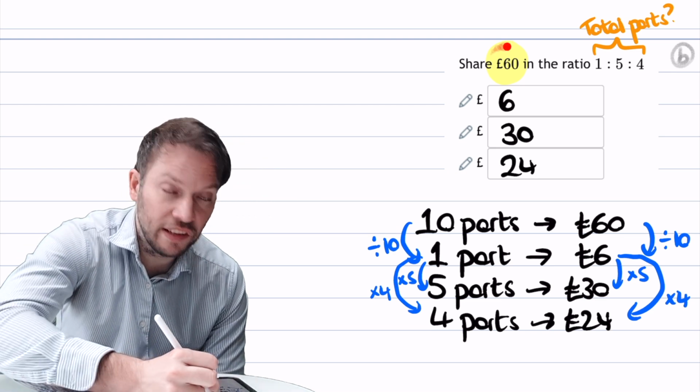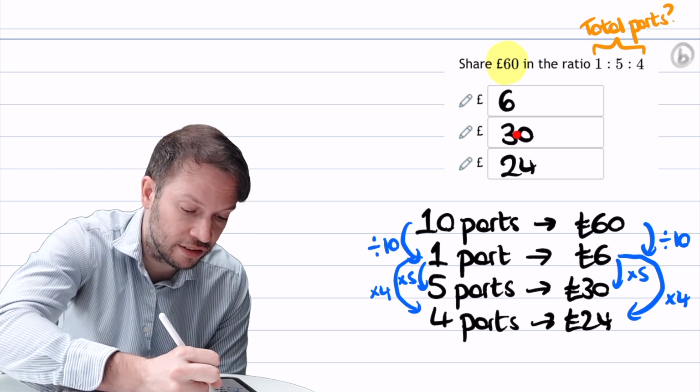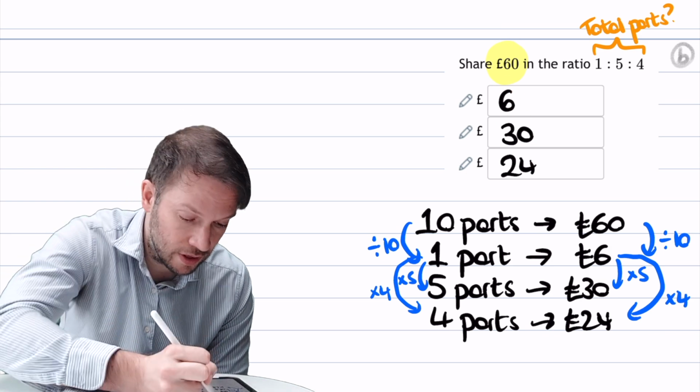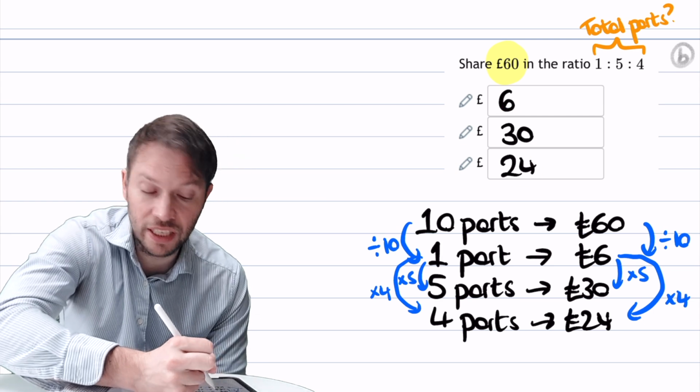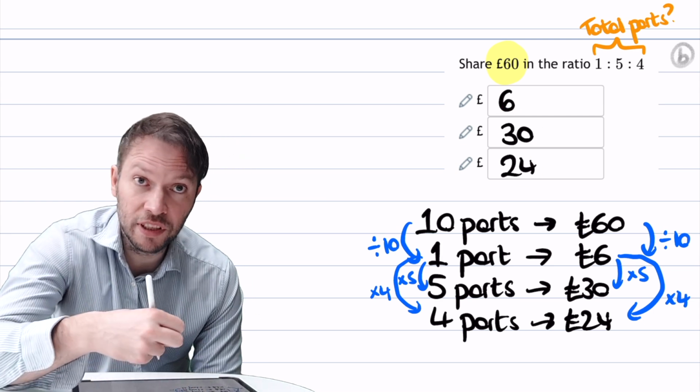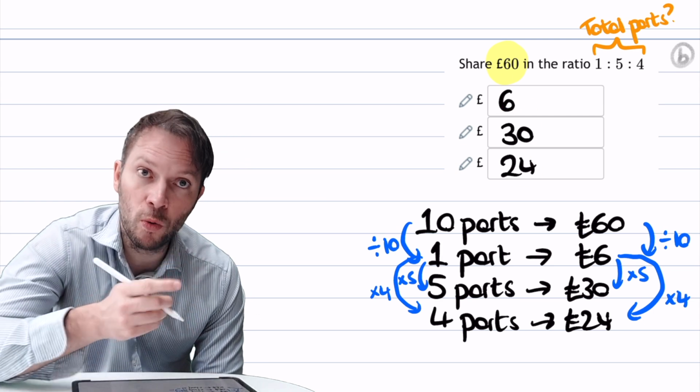Now, we said we shared £60, so let's just check that these amounts add up to 60. Well, 6 plus 24 is 30, plus another 30 is £60. So they do add up to the right amount, and always check that.